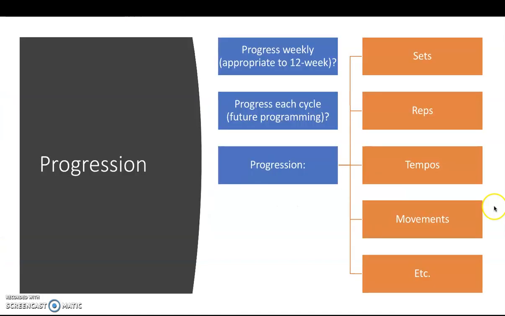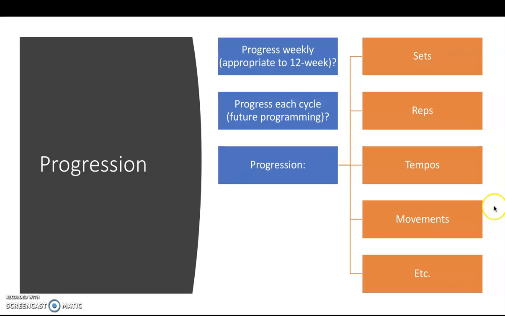Progression. I would like to see this progress weekly. So is it appropriate in regards to our 12-week? Are we progressing throughout that? We'll see different things in which we can see progression on the side here. Each cycle, are you progressing? Thinking about your future programming, if this is something you want to continue, how are you going to continue to progress through that? Having just a good overall plan that comes back to that macro cycle you're looking at.